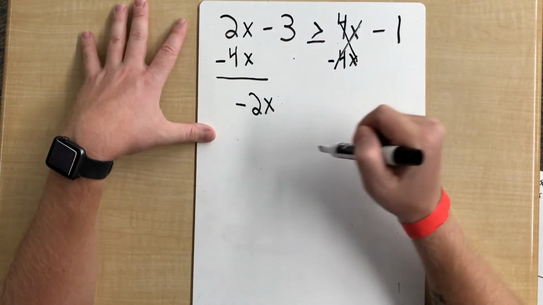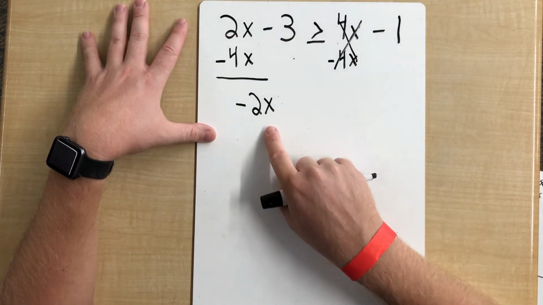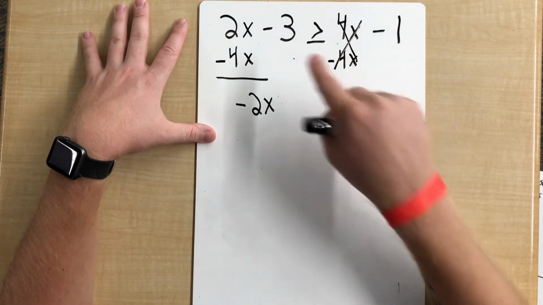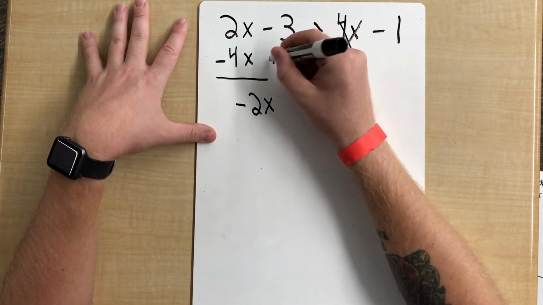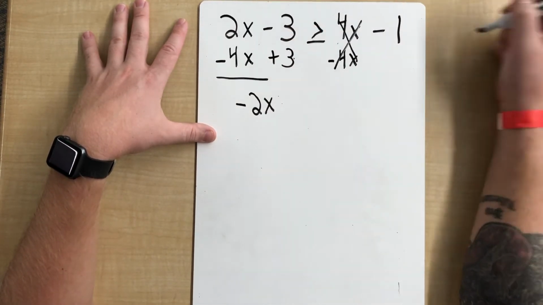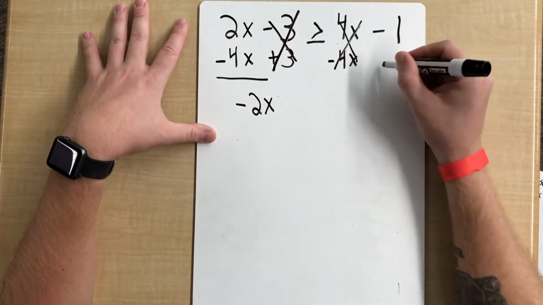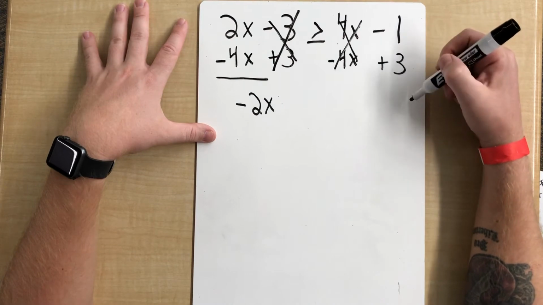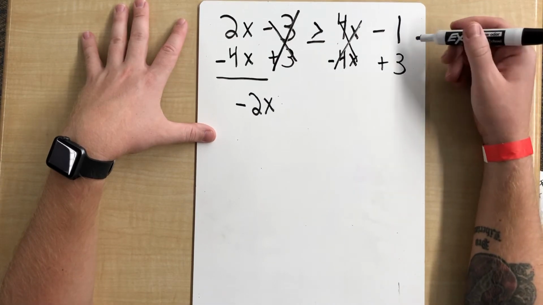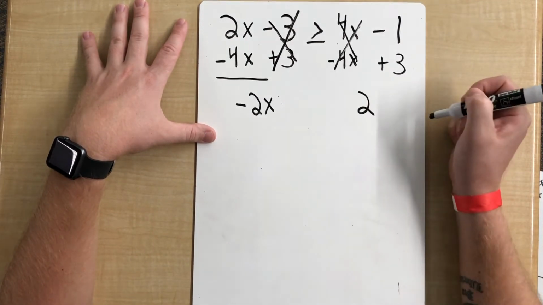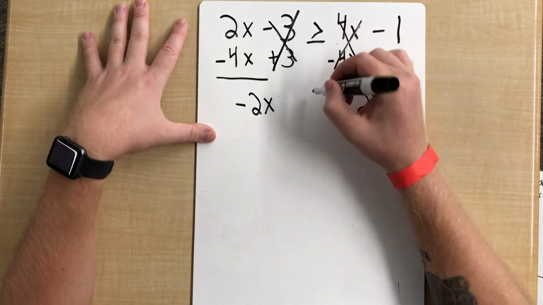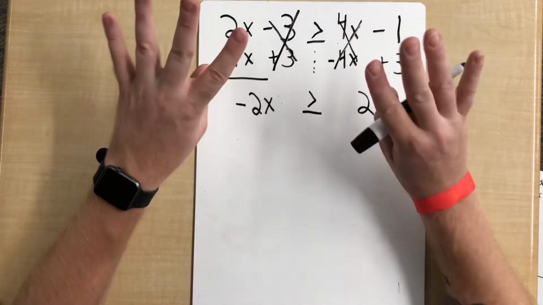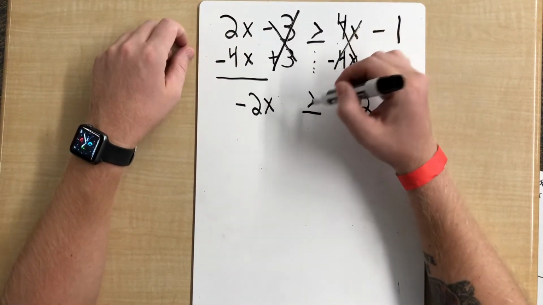Negative 2x, okay, we're good there. If my variables are on the left, I have to get my regular constants, my numbers, on the right. So I want to get rid of that negative 3. I'm going to add 3. Okay, those cancel out. Negative 1 plus 3, which is the same thing as 3 minus 1, is 2, positive 2. So I'm going to drop down my inequality sign right there. That hasn't changed yet. Greater than or equal to.